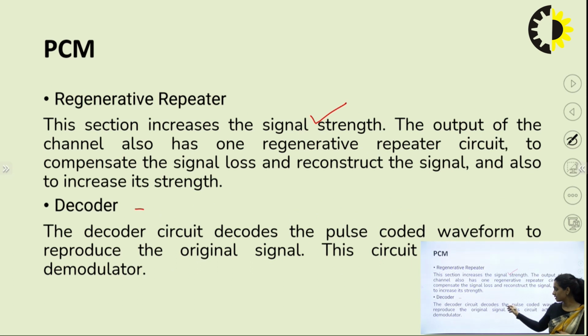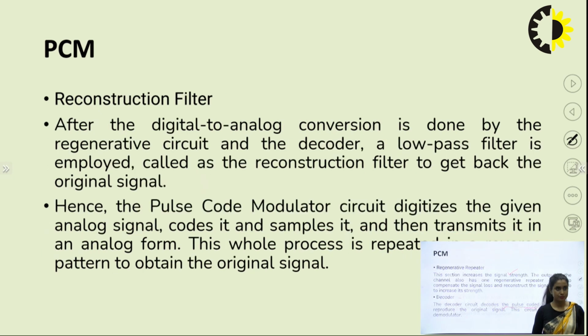The decoder circuit decodes the pulse coded waveform to reproduce the original signal. This circuit acts as the demodulator, right? Reconstruction filter: after digital to analog conversion is done, the regenerative circuit, the decoder and a low pass filter are employed. This is called the reconstruction filter.